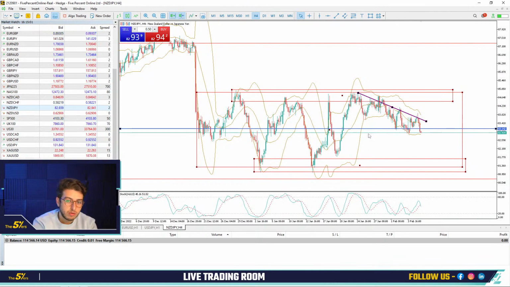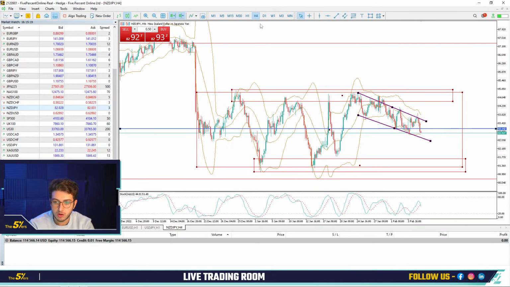When it goes to this zone, check any indicators. Can be moving average, can be Fibonacci, whatever your strategy uses, but keep this key zone for next time. Here again, I don't see anything to do.